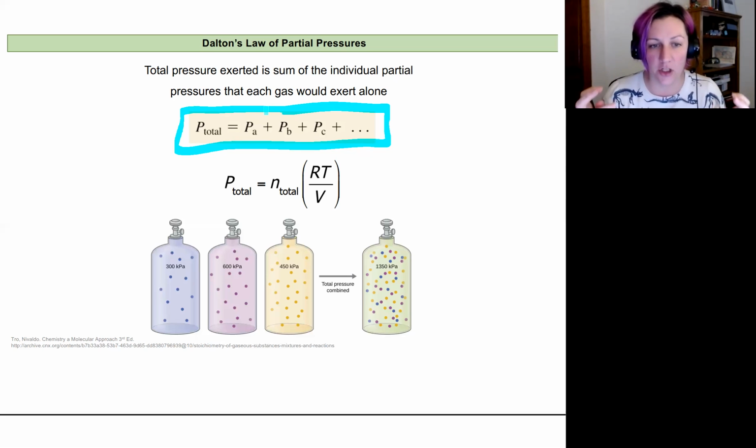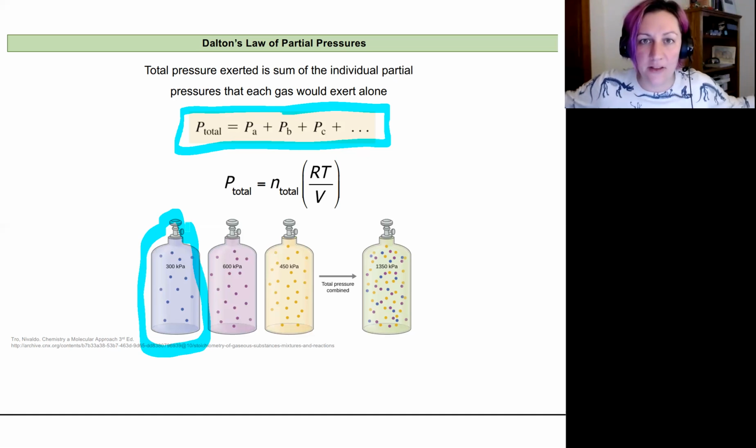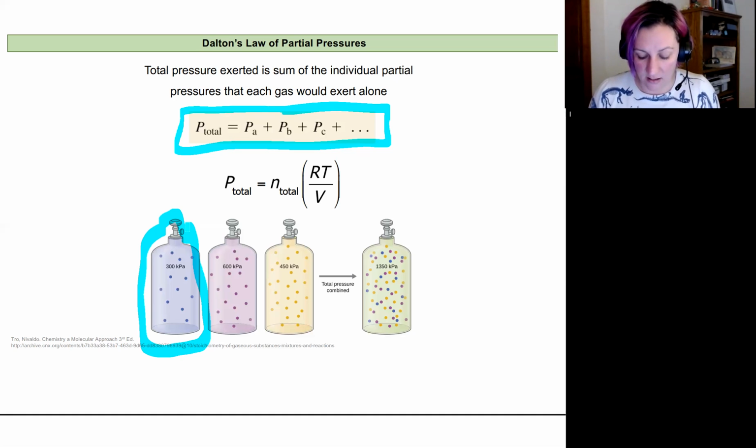Now, partial pressure is the pressure of just one of the gases in the volume that the mixture occupies. So here, if I have a mixture of three different gases, that's what this picture is trying to show you. They're all in the same container. If I just imagine that all the other gases go away and I just have one of them, the pressure that gas would exert would be its partial pressure in that system. And each of these, if they have different amounts of gas in the same volume, will have different pressures, right?